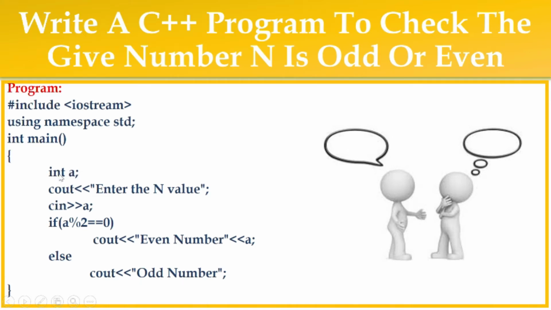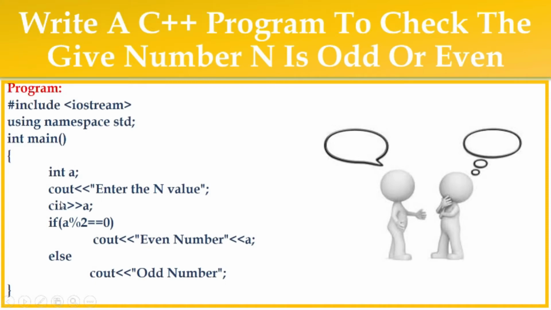I'm going to use a cout statement to print a message called "enter the n value". The user will read the message and then provide a value. I'm going to store that value in the variable a using the cin statement.